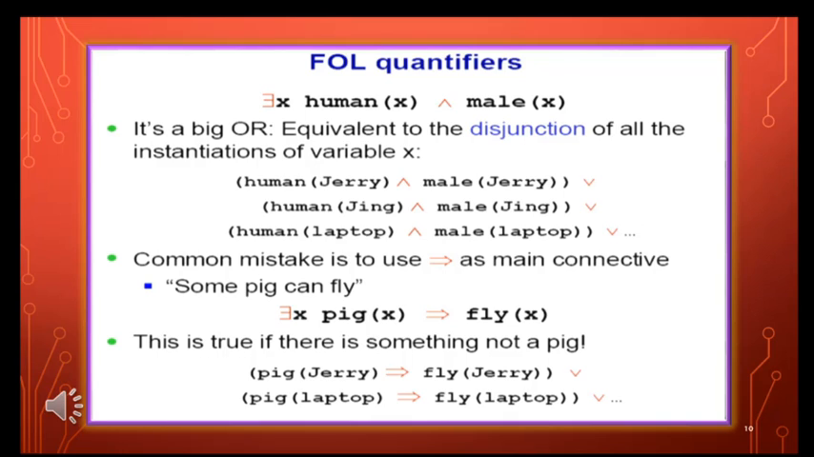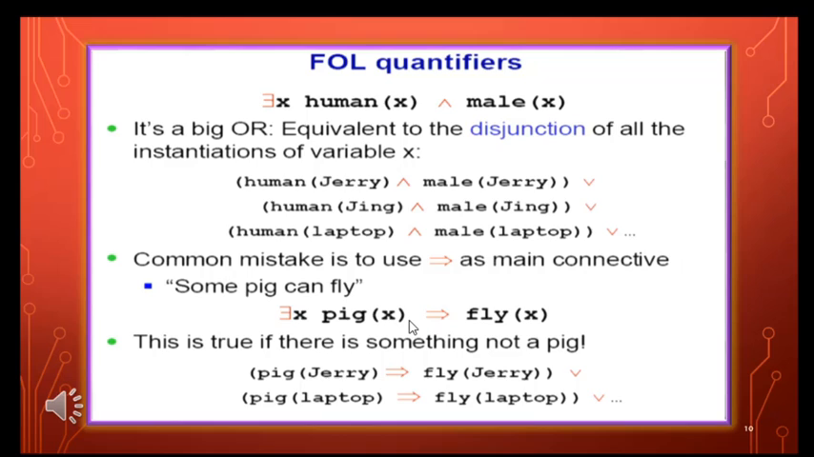The existential quantifier is a disjunction of instantiations of all values of x. For example, for some x, human(x) and male(x). This means human(Jerry) and male(Jerry), or human(Jing) and male(Jing), or human(laptop) and male(laptop), or etc. The common mistake is to use implication as the main connective.